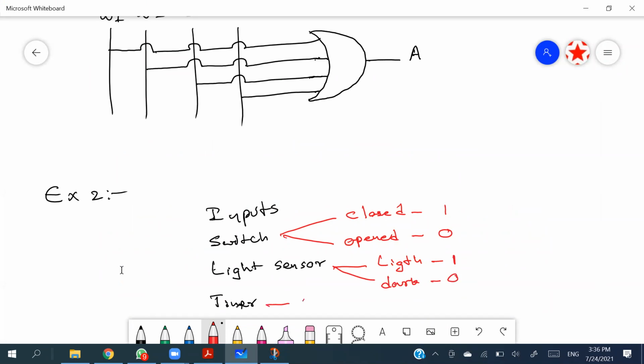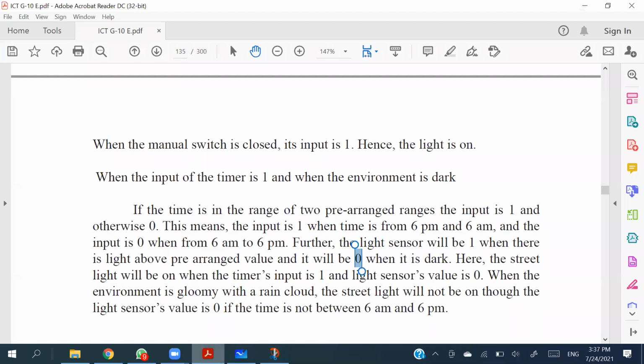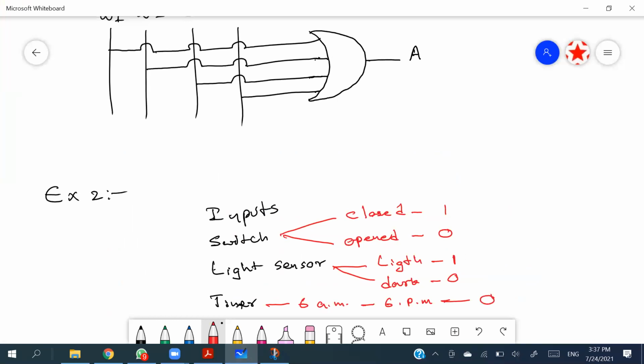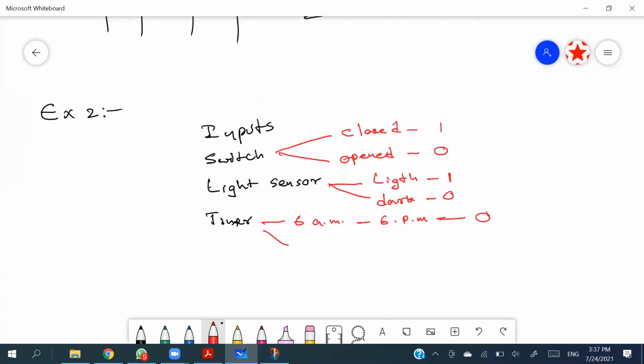And the timer: from 6 a.m. to 6 p.m. it indicates 0. So 6 a.m. to 6 p.m. it's 0, and 6 p.m. to 6 a.m. it is 1. And those are the inputs.